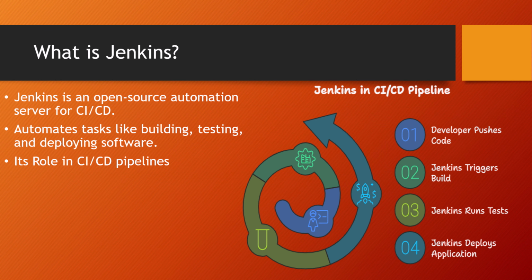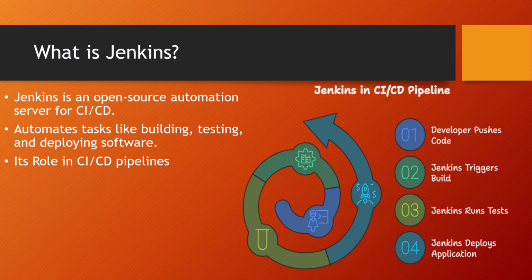What is Jenkins? Jenkins is an open source automation server designed to help with continuous integration and continuous delivery in software development. It automates repetitive tasks such as building, testing, and deploying code. For example, when a developer pushes new code to a GitHub repository, Jenkins automatically triggers a build, runs the test, and deploys the application. This ensures the code is continuously integrated and functional.